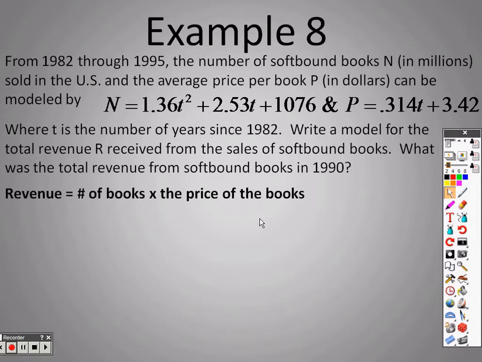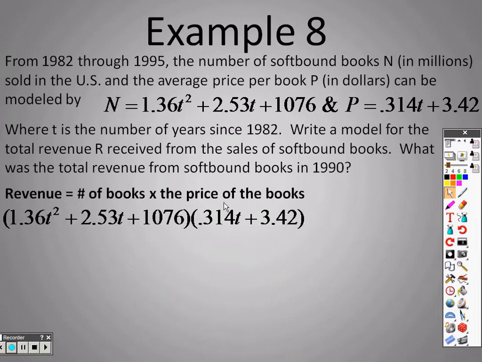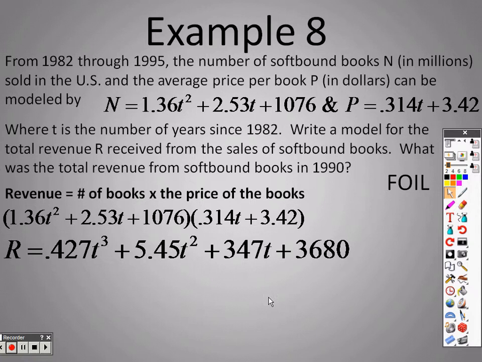Well, we need to set up an equation. When you're trying to find the revenue, basically you're going to take the number of books times the price. So it's basically this times this. So I have to FOIL this times this, plus this times this, plus this times this, plus this times this. It's all foiling. So when I FOIL all of that and I combine my like terms, this is what I end up getting.